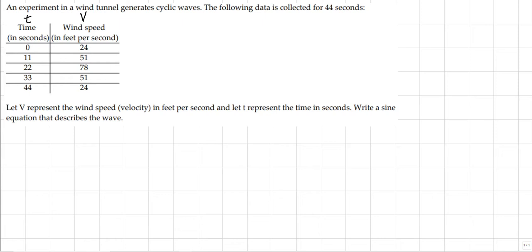Let V represent the wind speed or velocity in feet per second, and let T represent the time in seconds. Write a sine equation that describes the wave.